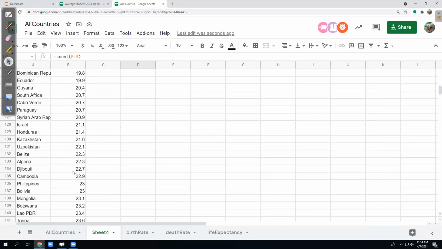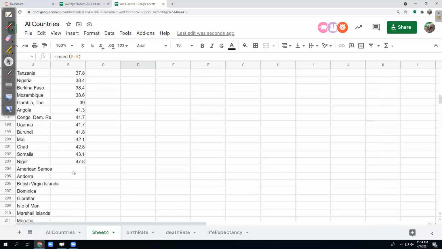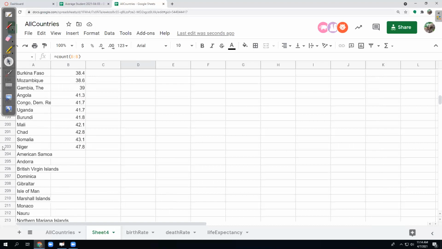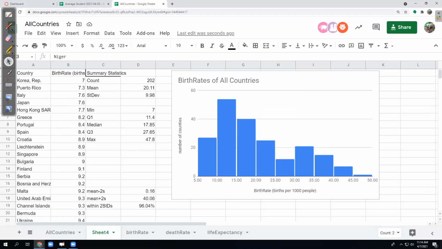One thing we want to be careful about when we're counting is not to use the row number as a count. Although this last one is in the 203rd row, the first row of the data tells what the data is, country versus birth rate. So there's actually only 202. All right, so yeah, it's about 95%.